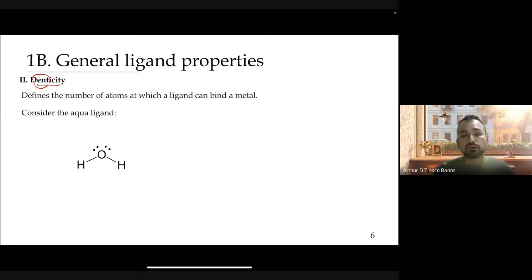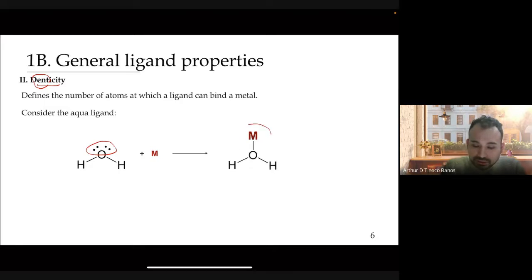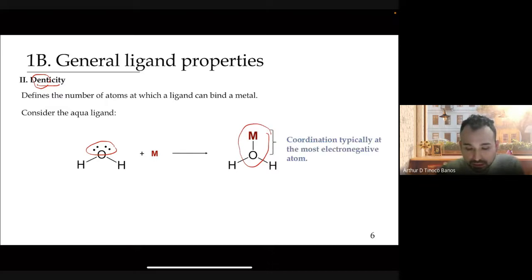Here we're looking at water, and water is referred to as an aqua ligand. When you look at the oxygen, the central atom here, we know that oxygen has two free pairs of electrons. So it has the capability of forming a dative bond with a metal center. Let's imagine that we do form a bond with a metal. Here, what we see is that the oxygen is forming one bond to the metal center. So we have a way to classify that interaction between the water molecule and the metal, and it's based on its denticity.